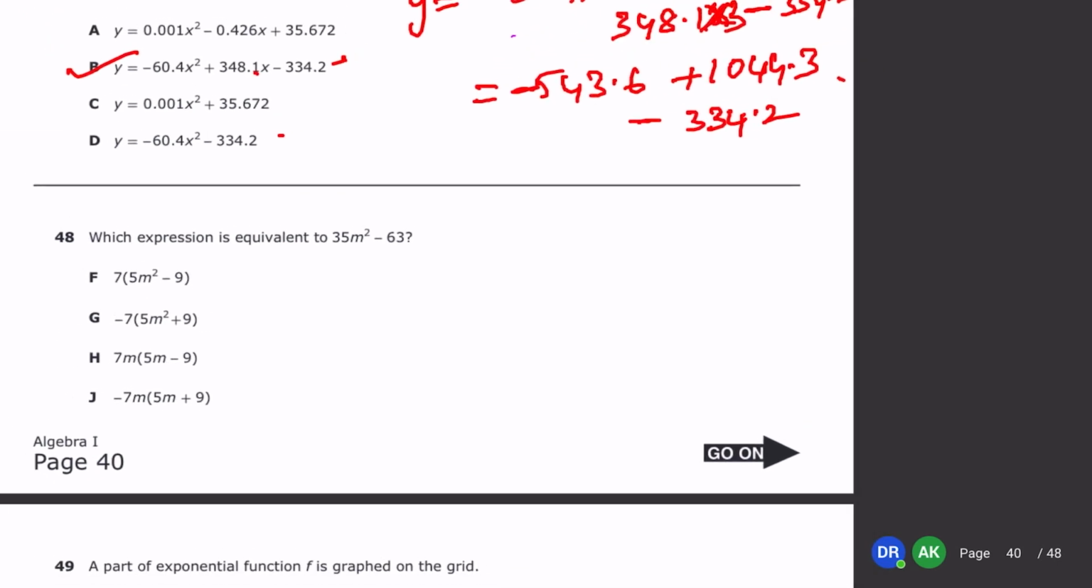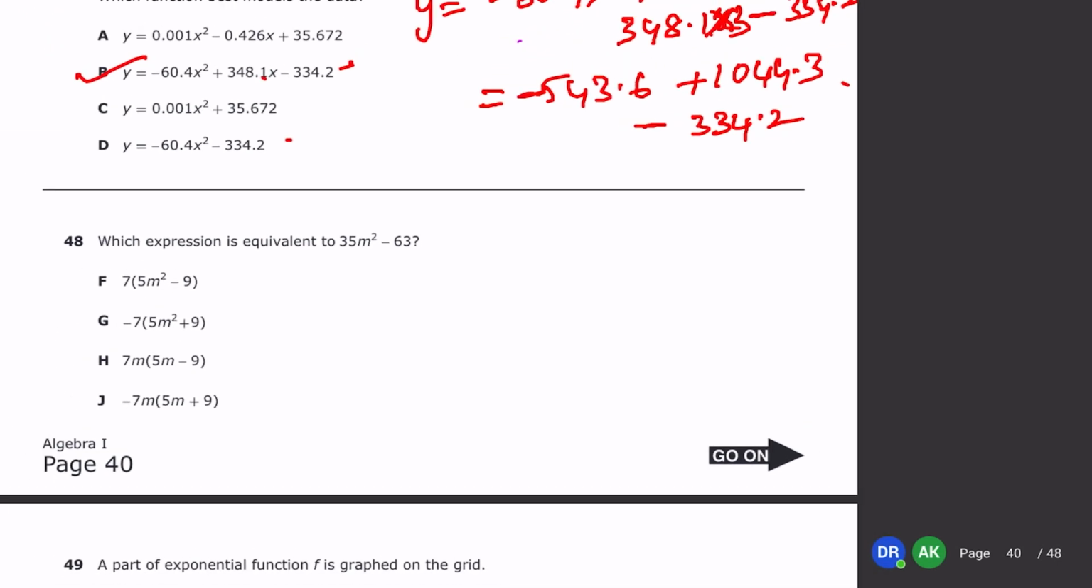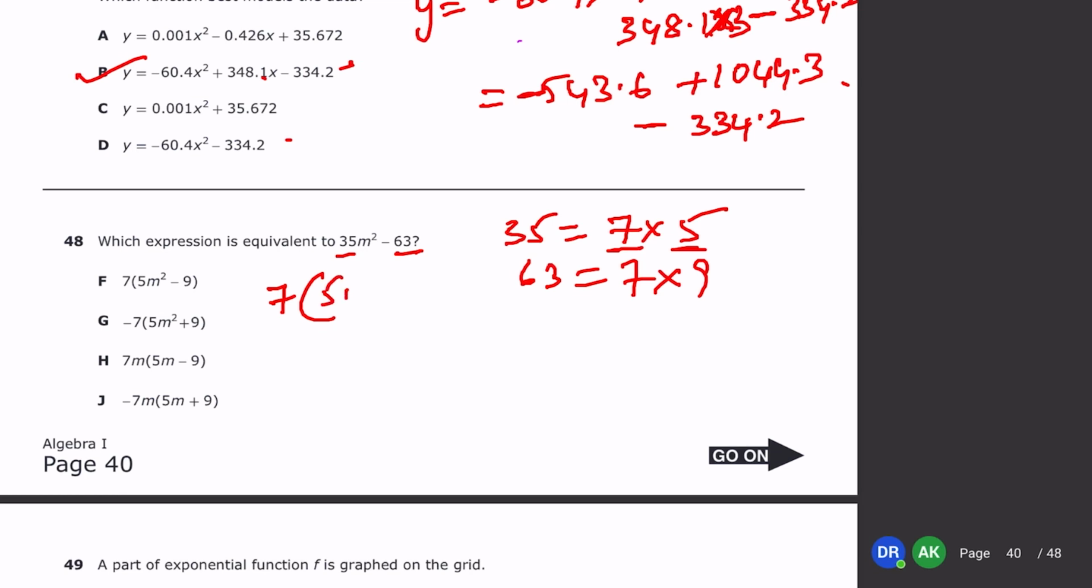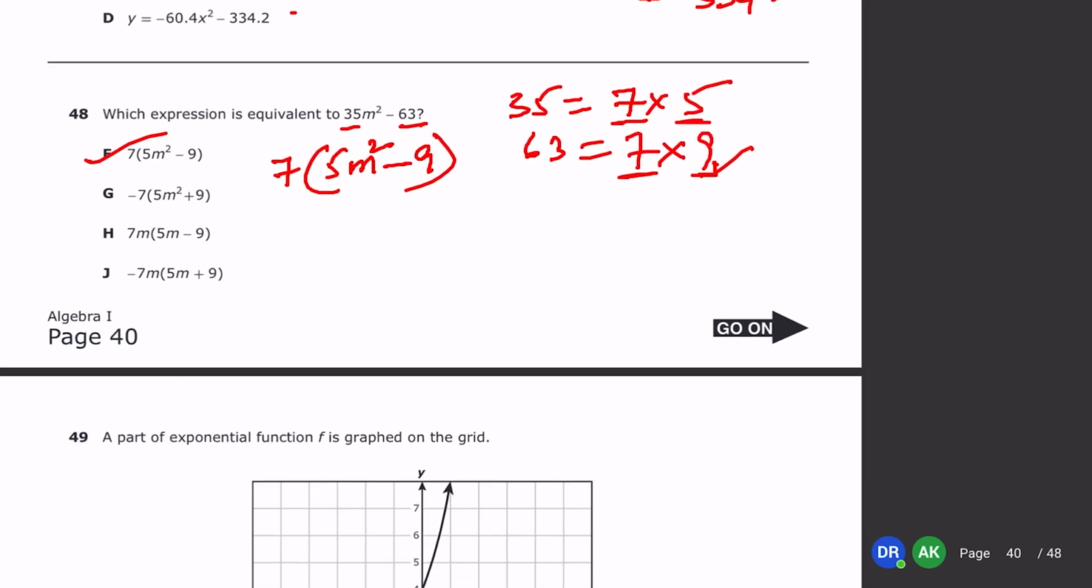Next, going into the 48th one, which expression is equivalent to 35 m square minus 63? Now what is the common factor between 35 and 63? 35 can be written as 7 fives are, and 63 can be written as 7 nines are 63. So you can take out 7 common. Inside, what is left over? When you take out 7, it will be left with 5m square minus, and now 9. So 7 into 5m square minus 9 is the answer. Therefore it is the first choice itself.